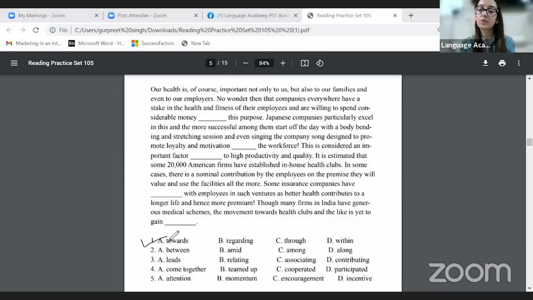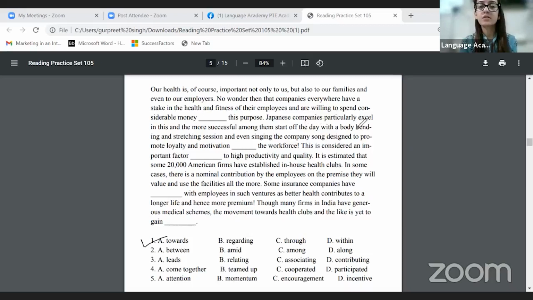Through is used in two ways. Through the tunnel, when we cross something, or through comes with method, ways, or process. Through this method, through this way, through this process, right? And within is used when we place a limit on something. You have to complete this question within 2.5 minutes, when you're placing a limit, not crossing the boundary. So it will be two words.